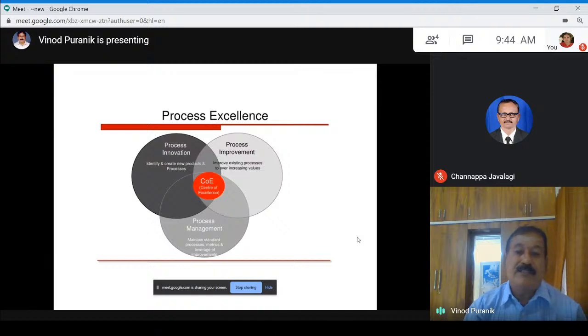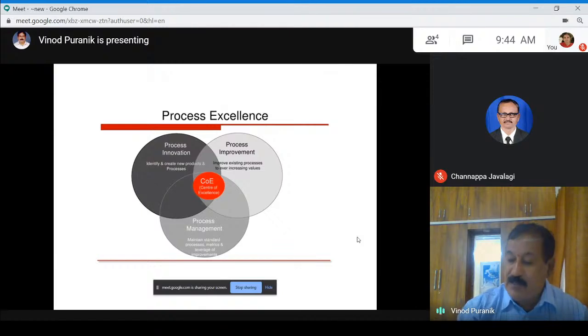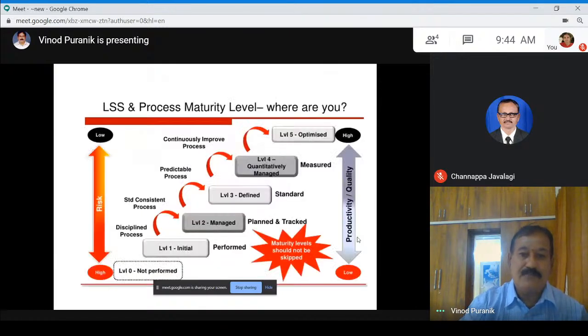So you have to identify, create the new products and processes, and maintain them. Process improvement is required: improve the existing process to increase the values. Then under process management, you maintain and standardize the process. Then leverage of improvements is very important. Whenever you want to go for Six Sigma, process excellence should be there. It should be very essential actually.